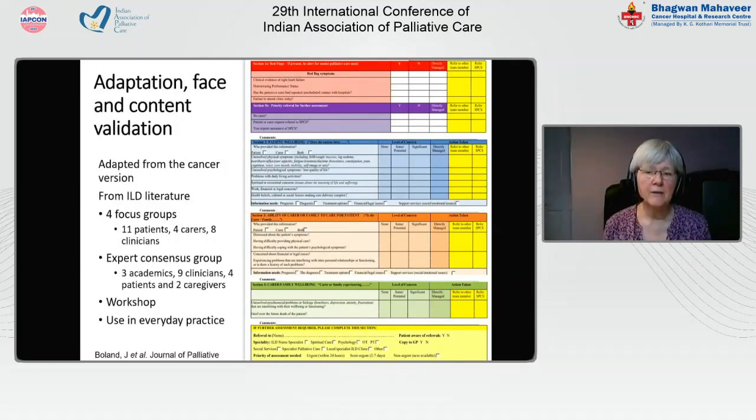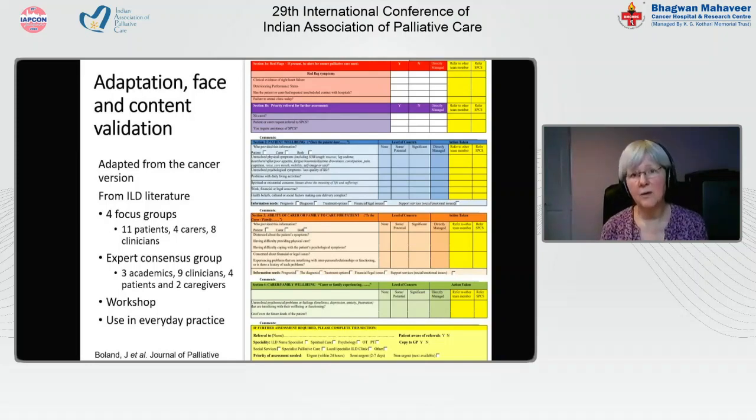So I'll talk about the tool itself in a minute, but just to say it was adapted from the cancer version, from using ILD literature, using focus groups of patients, carers, and clinicians, and an expert consensus group with academics, clinicians, patients, and caregivers, and a workshop more broadly of clinicians from around the country. And its aim is to be used in everyday practice.